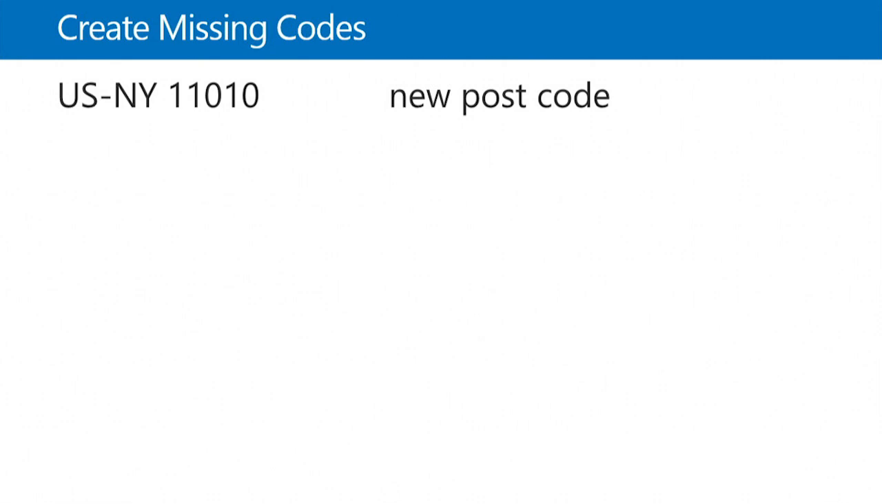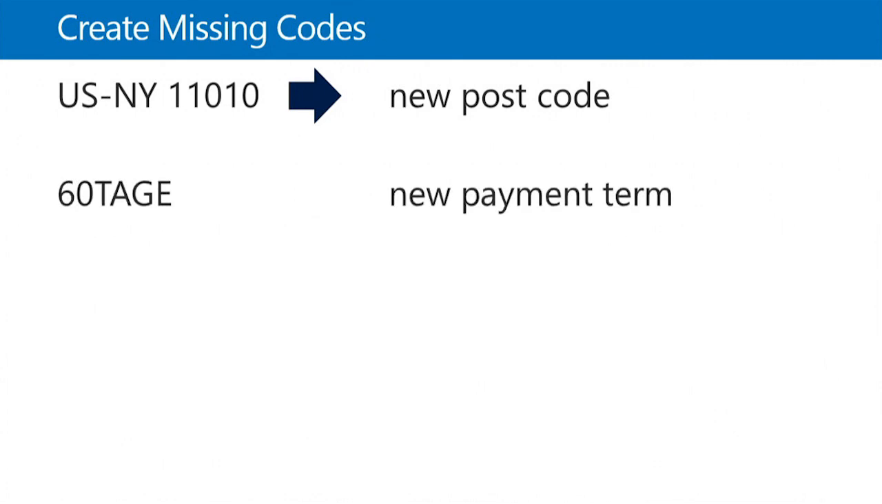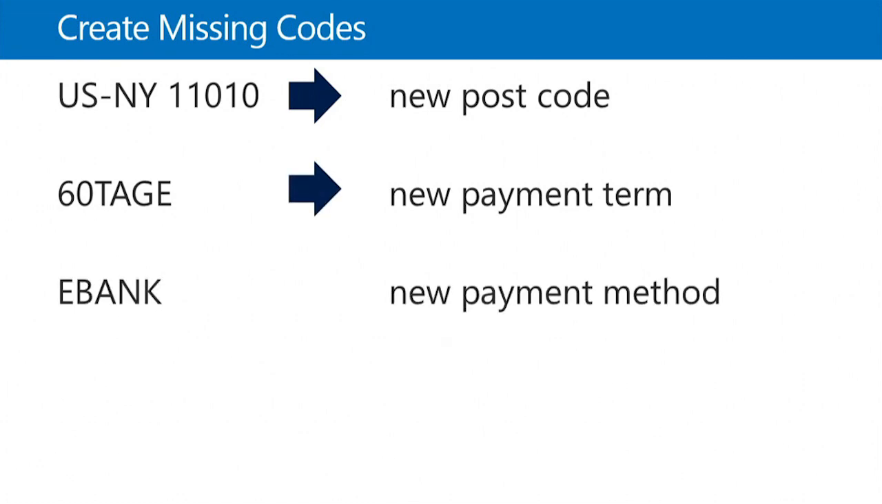Suppose that I'm importing a customer with a specific postcode that doesn't exist already in NAV. You will see that by using the create missing code feature, the system can automatically create a new postcode. I have a payment term that doesn't already exist? Well, a new payment term can be created. I have a new payment method that doesn't exist? A new payment method can be created, and so on.